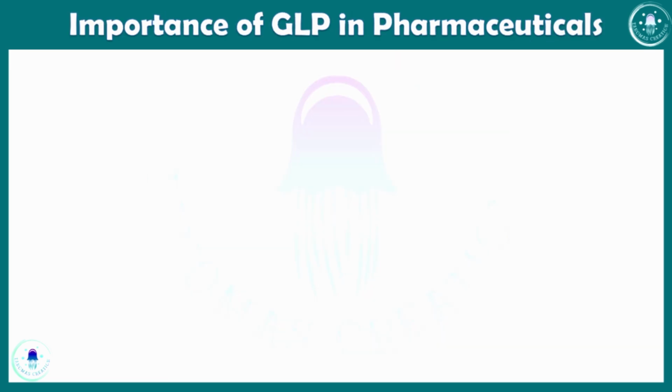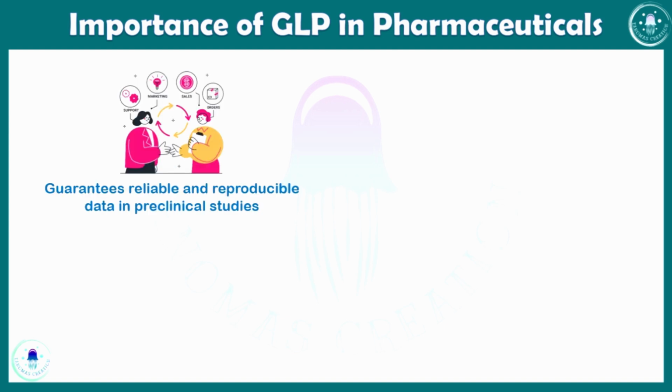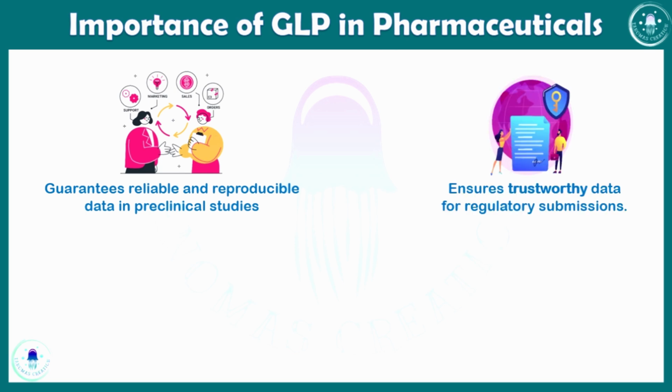Now coming to the importance of GLP in the pharmaceutical industry. GLP ensures that pharmaceutical companies can produce reliable, consistent, and reproducible data during preclinical studies, which is critical for regulatory submissions. When we keep everything in a reliable and consistent manner, done in a systematic way, you will find it easier to submit it to the regulatory bodies whenever it is required.